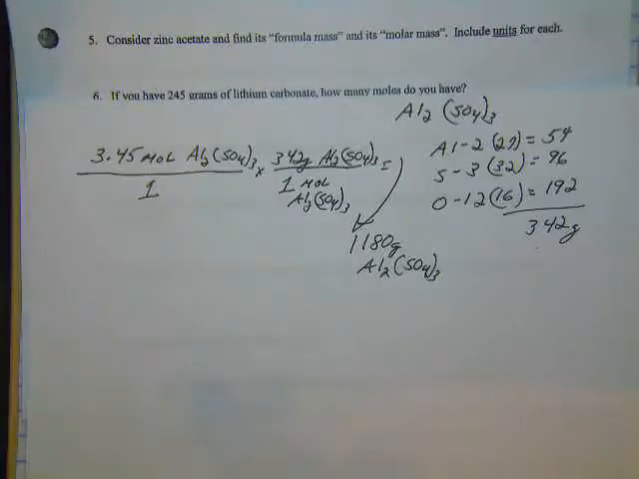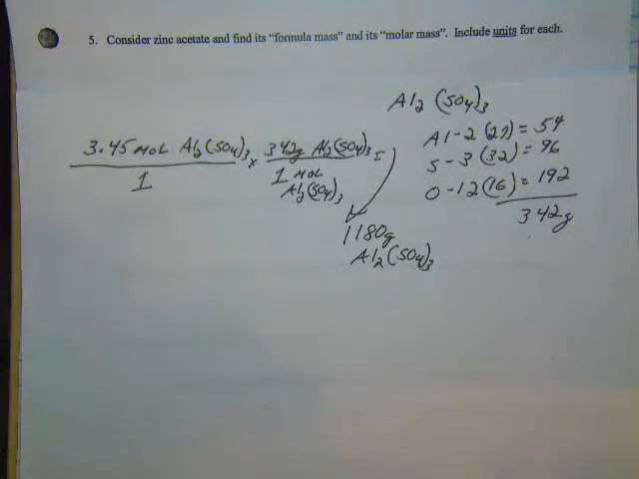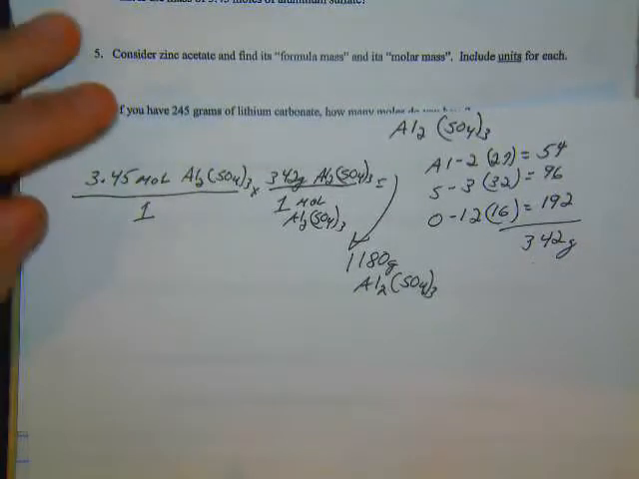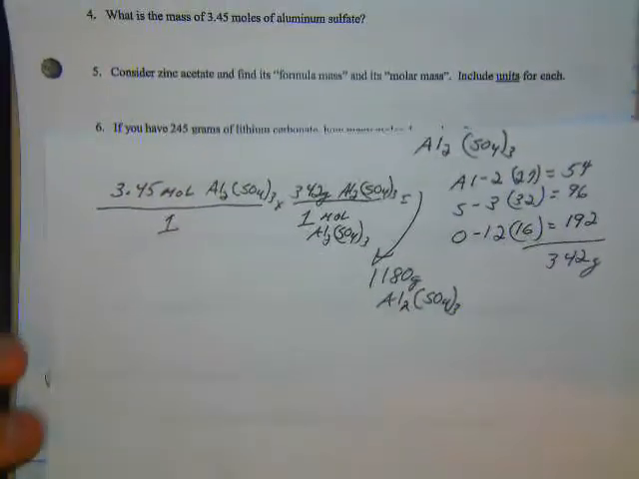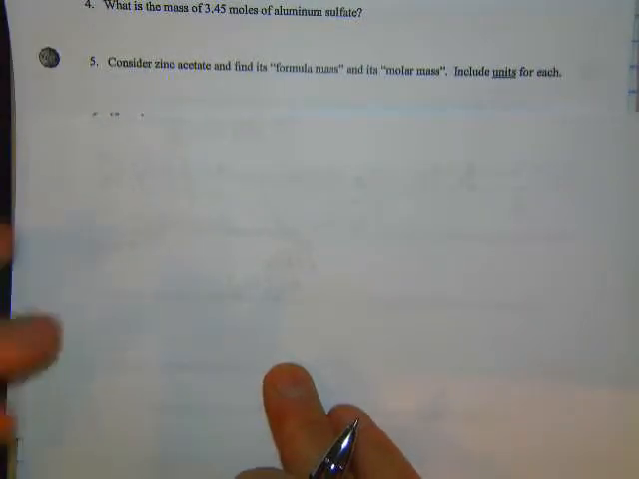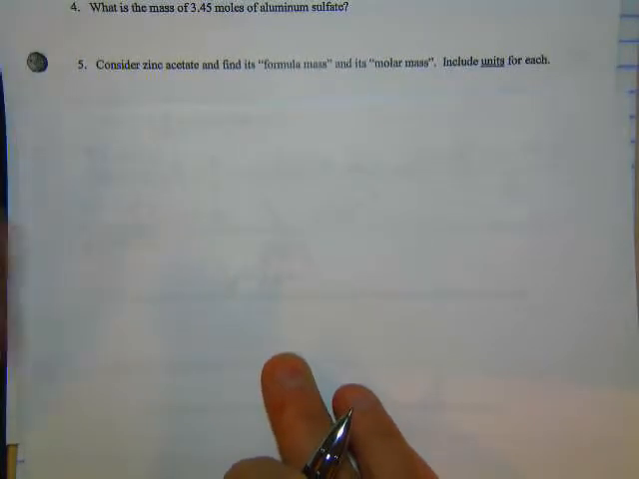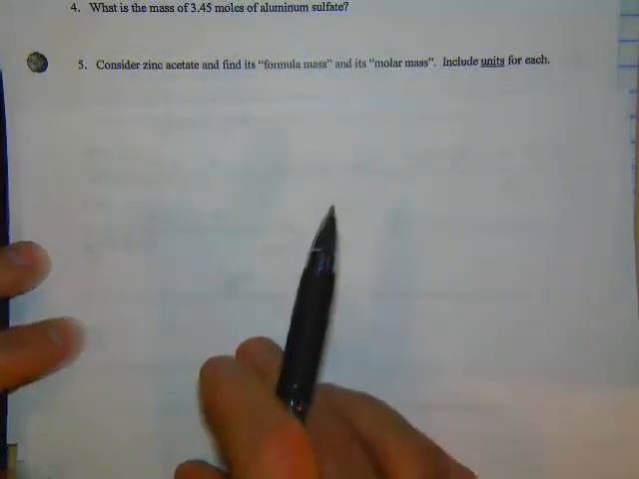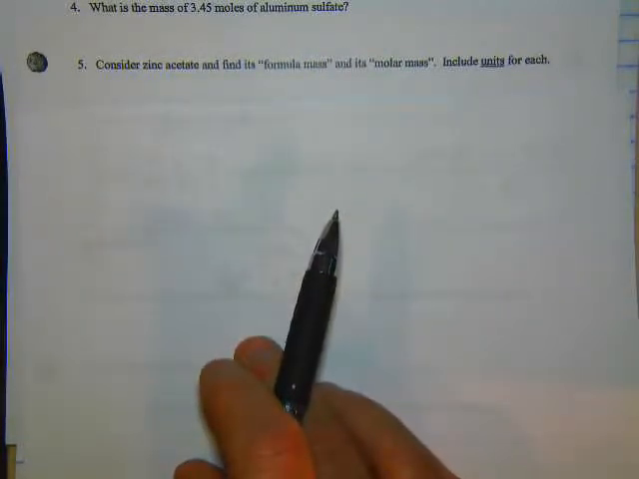Alright. Let's see, number 5. Consider zinc acetate. Find its formula mass and its molar mass. Include units for each. To be honest here, we're just going to find the mass of zinc acetate on here. I don't know why they broke it up into 2 different things, but we're just going to find the mass.